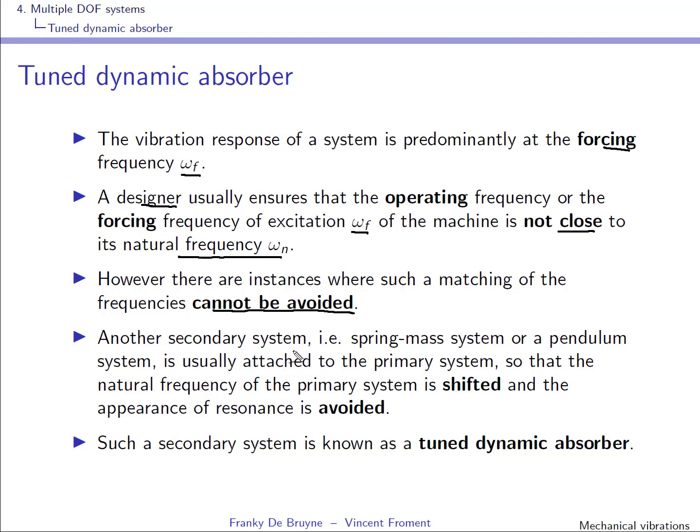What is sometimes done is that another secondary system, another mass spring system, and we will see that could also be a pendulum system, is attached to your primary mass spring system, and the idea is that the natural frequency of that primary system is shifted and the appearance of resonance is avoided. Okay, and this secondary system that is attached to your primary mass spring system is called a tuned dynamic absorber.